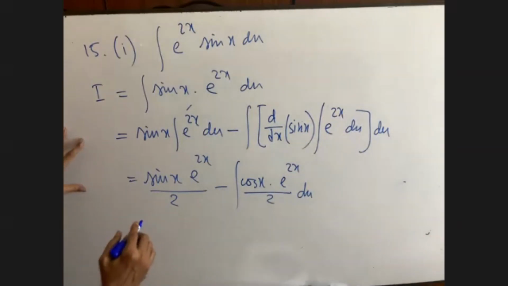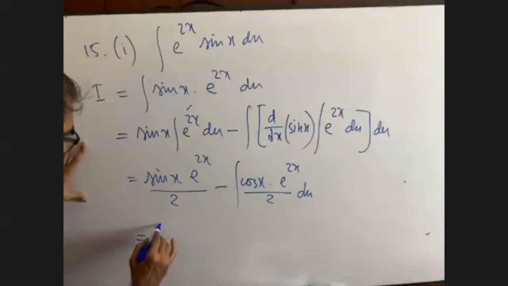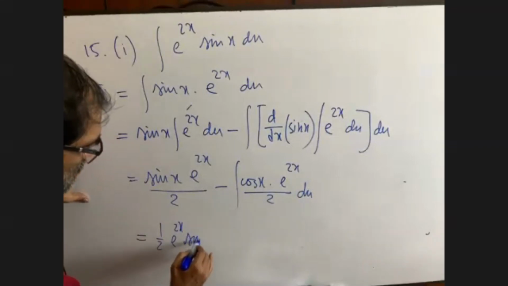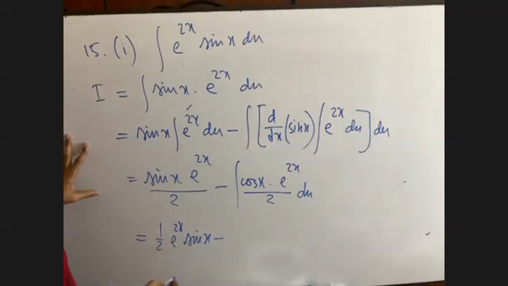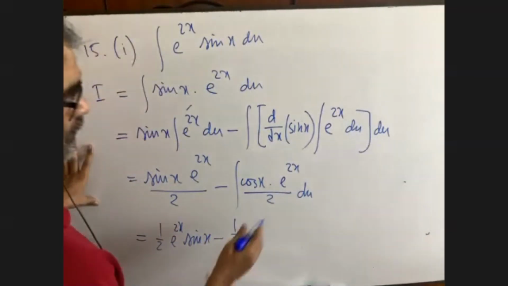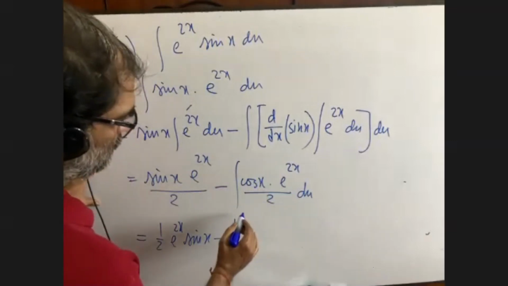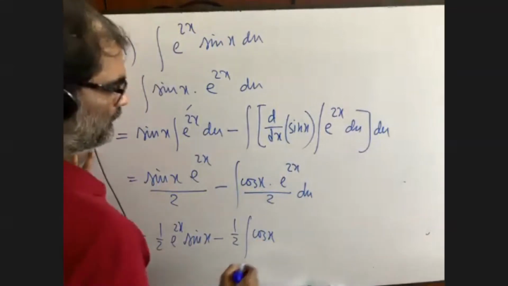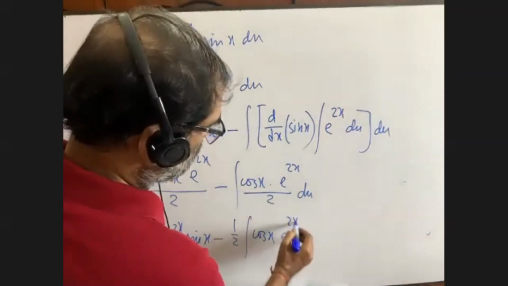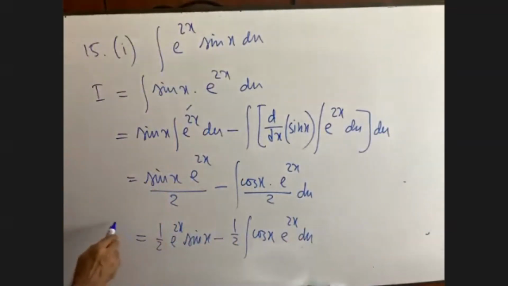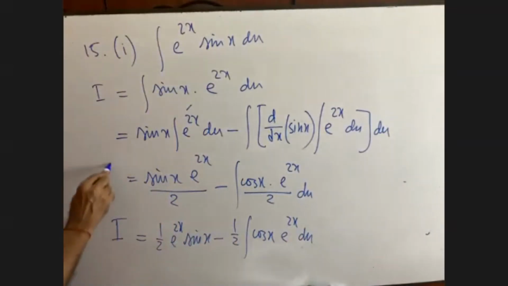Then we are getting here, you see, half e to the power 2x sin x minus, it is half what I told you. It is again, okay, I am going to write down another line, cosine x e to the power 2x dx. And obviously all are I's. Okay, it is I.